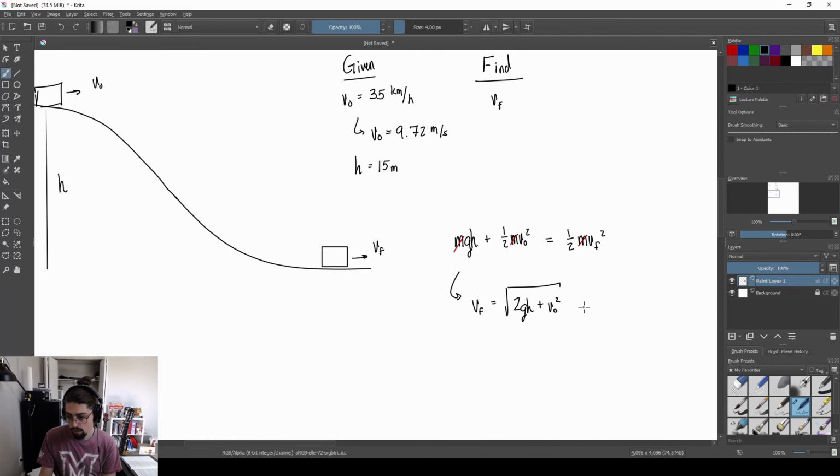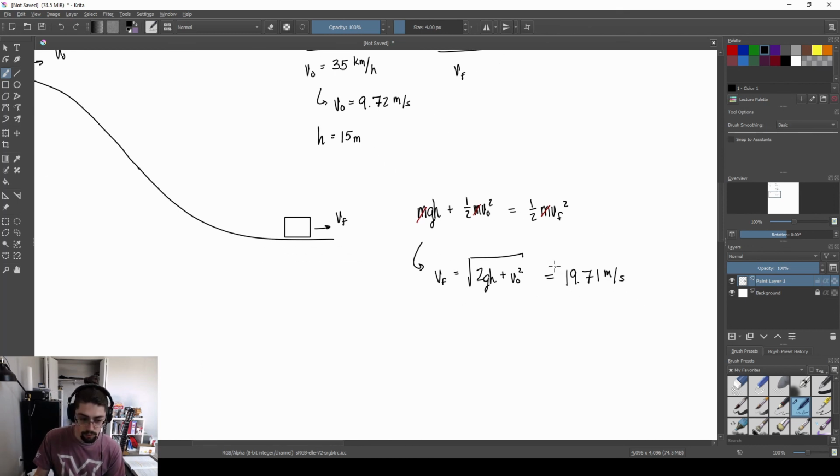When we do that, we get 19.71 meters per second, converted back, 71 kilometers per hour. Mamma mia. We're running from the cops.